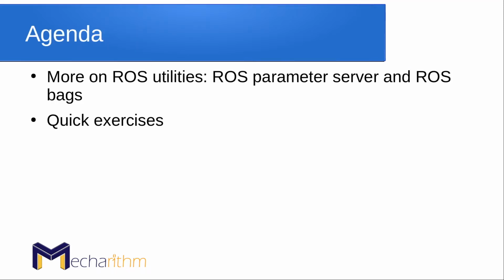So today's agenda is we're going to discuss some ROS utilities like the ROS Parameter Server, which stores the parameters that we need for our code. And the easy way to describe this is that we have some constants that we basically need in our code. So ROS can store these constants or parameters for us, and we're going to learn how to do that.